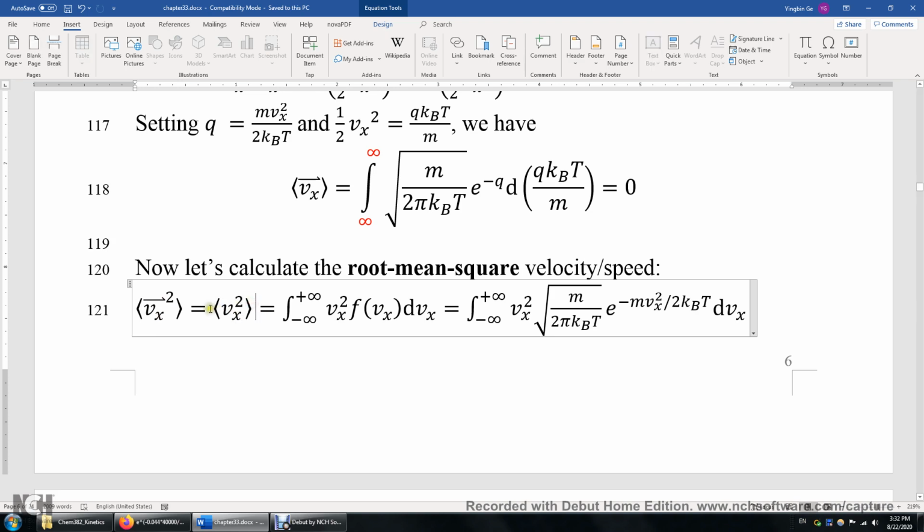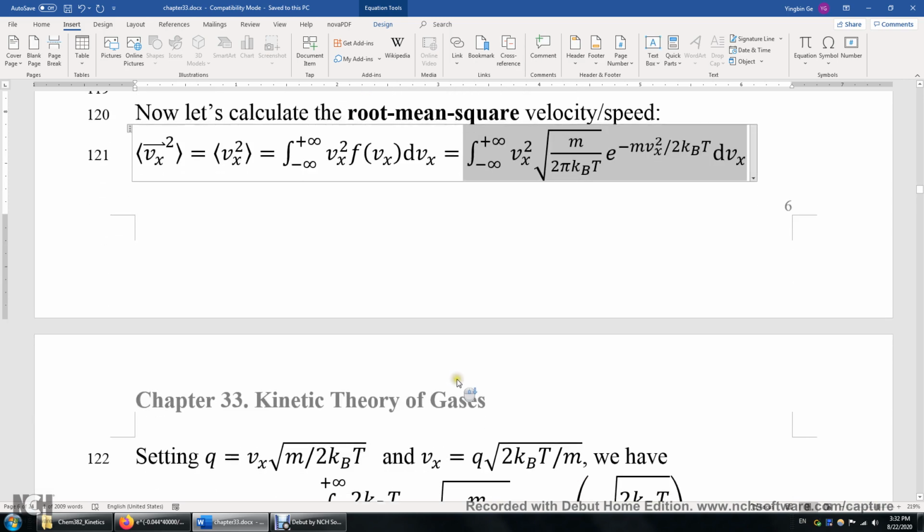And in this case, we'll just do the weighted average of Vx squared. We plug in this probability density function here. All right, so this is the probability density times dVx. That gives us the probability. And then we need to know the average value of Vx squared. So how do we integrate this? Again, variable substitution.